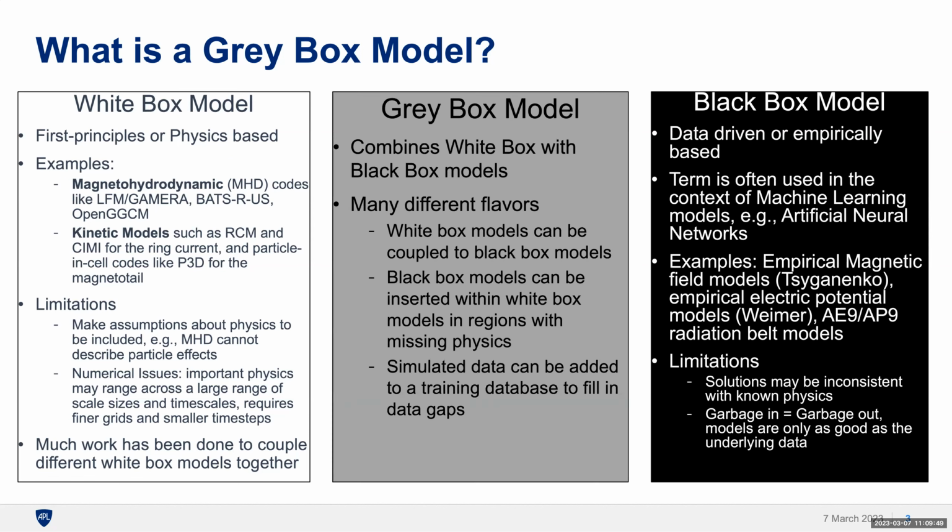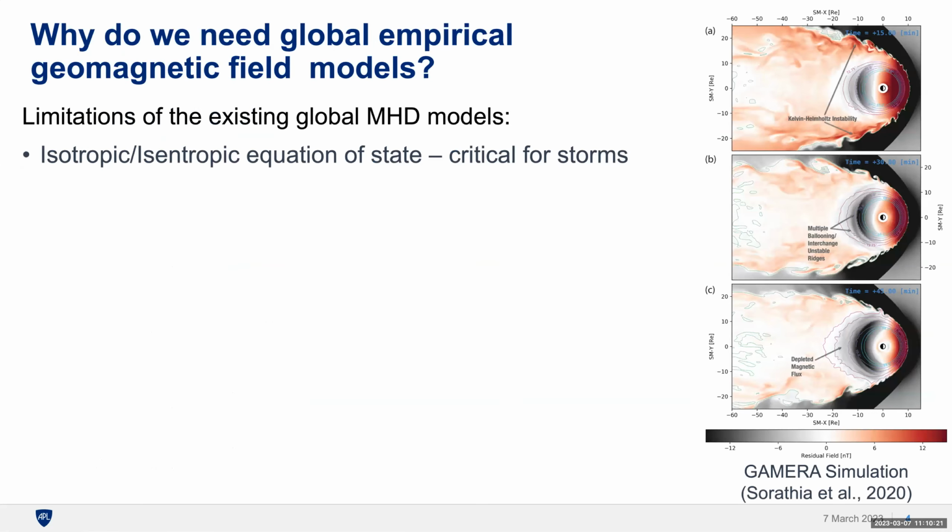And a gray box model simply combines white box and black box models together. There are many different flavors because there are many different ways you can combine these types of models. Black box models can be inserted within a white box, or simulated data can be added to, let's say, an artificial neural network to expand the amount of data that the model can be trained on. These are kind of vague terms, but this is just a 10,000 foot view of what a gray box model is.